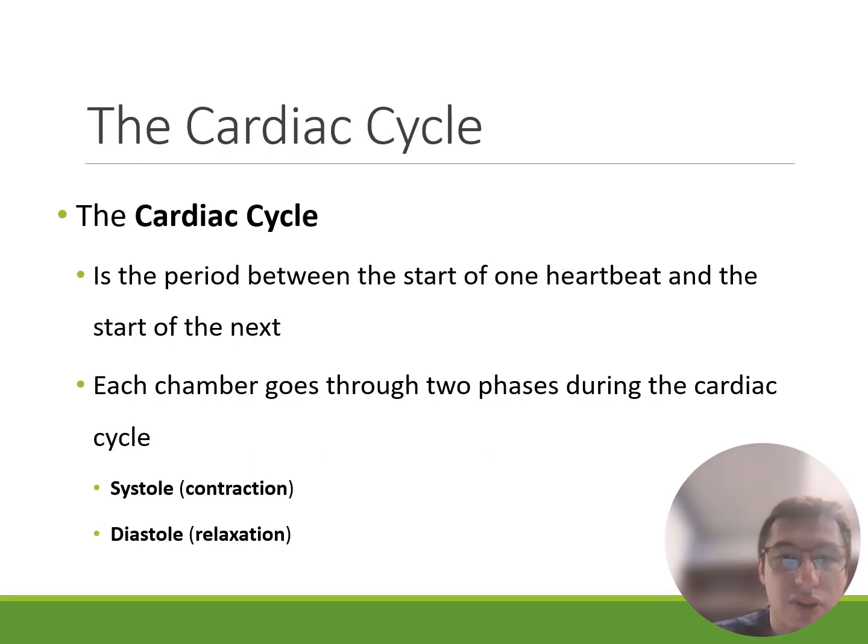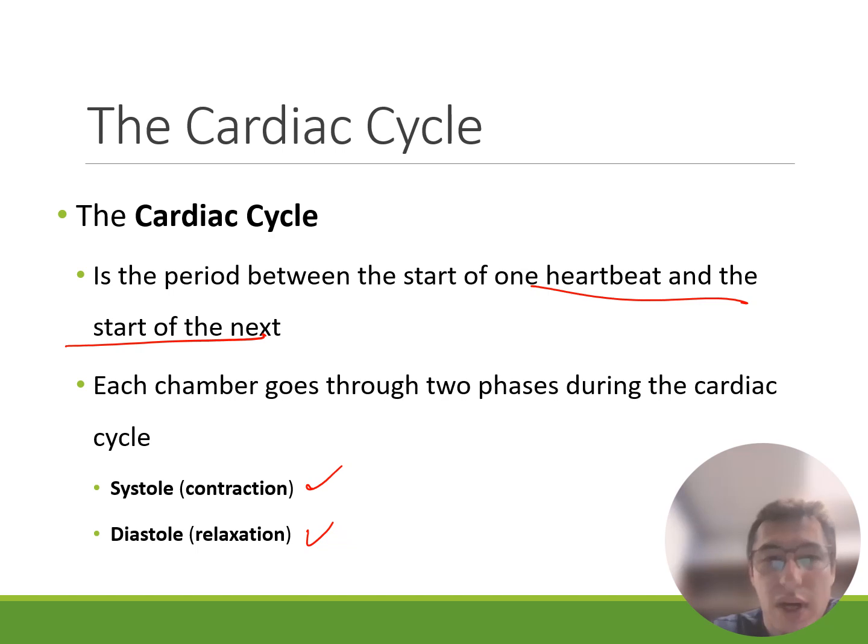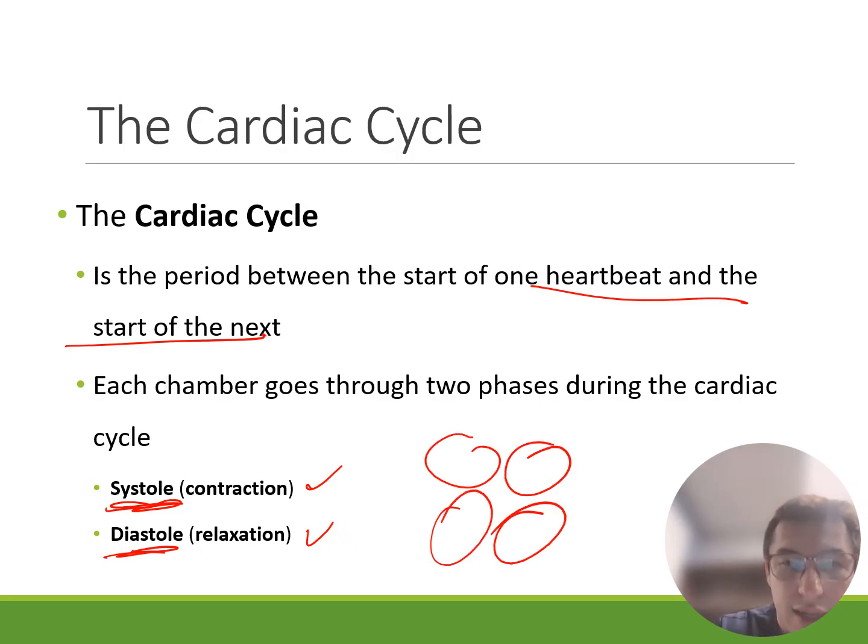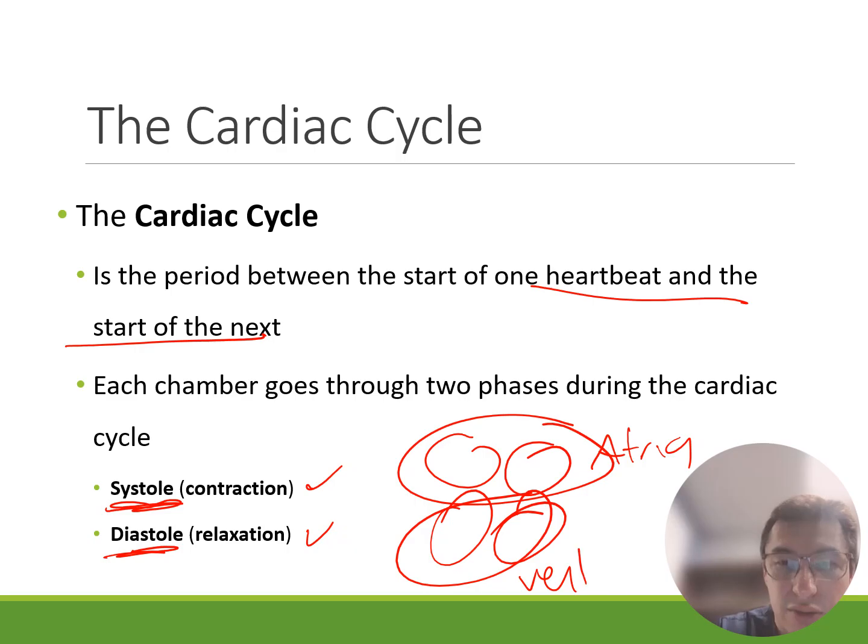So the cardiac cycle is the period between one heartbeat and the start of the next. Now, during this cardiac cycle, each one of the chambers of the heart will go through two phases, and that is contraction and relaxation. Whenever we talk about contraction and relaxation, we use the terms systole and diastole. Remember that we have four cardiac chambers. The top chambers are the atria, and the bottom chambers, the pumping chambers, are the ventricles.